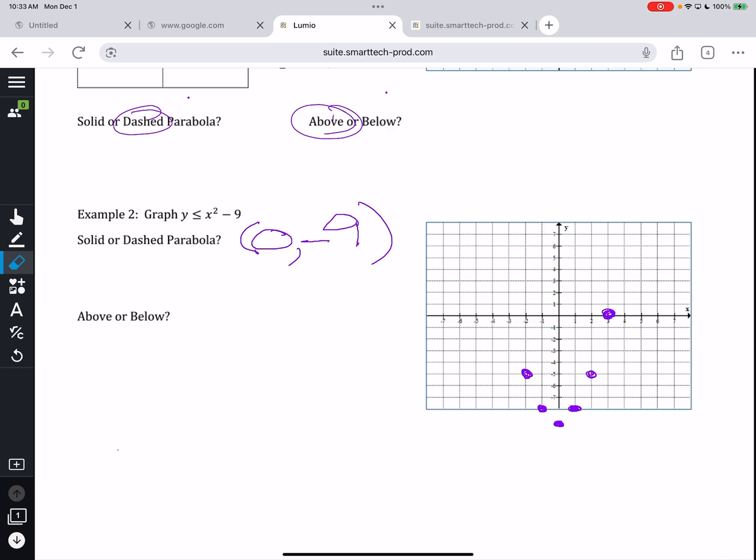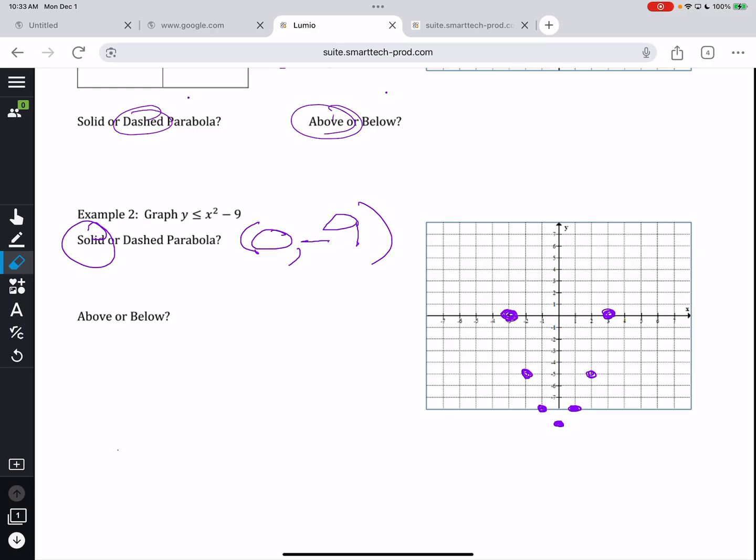I just did, okay? And if you had factored this, you would have gotten plus or minus 3, and it crossed at positive 3 and negative 3. And it tells you that C is negative 9, and that's where we were. Dashed or solid? Solid. And then are you going to shade above or below?